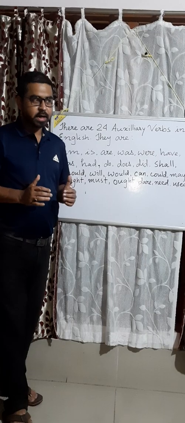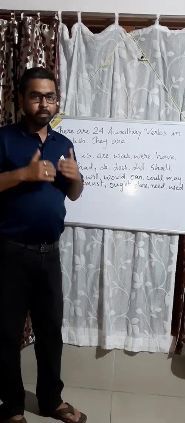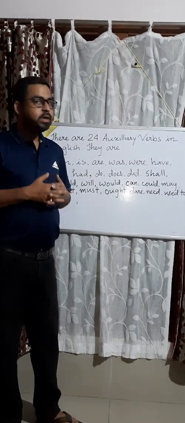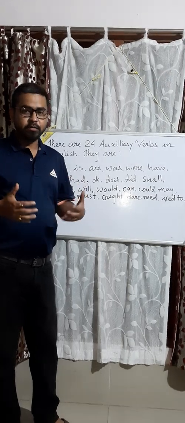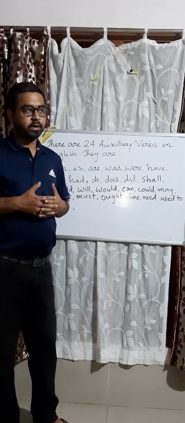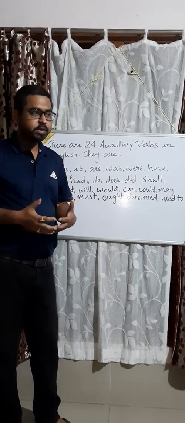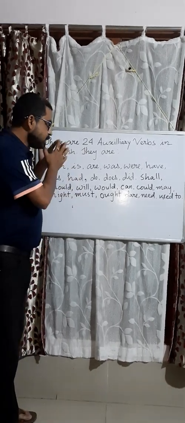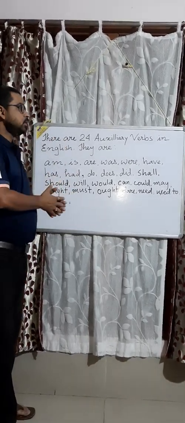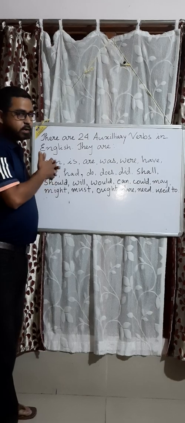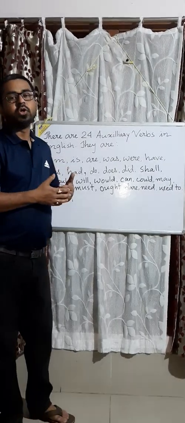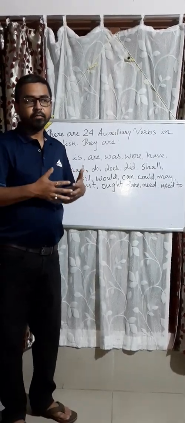Before we actually start the topic question tag, we need to know about the auxiliary verbs in English. In fact, there are 24 auxiliary verbs in English, which you can see on the board. So we need to have the concept of these auxiliary verbs to do question tag.